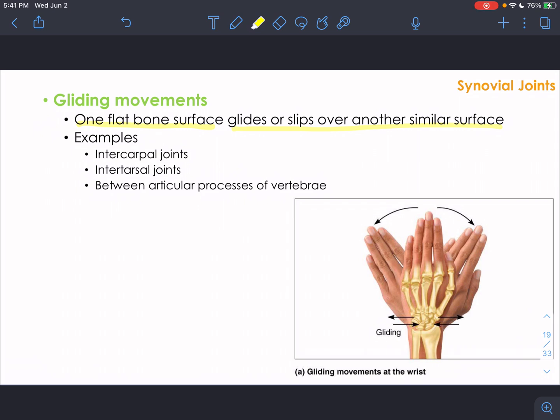This happens in your intercarpal joints. The carpals are the little bones in your wrists. Intertarsal joints, which are the bones of your feet or ankle. And then also gliding movements happen between the articular processes of the vertebrae. So you just have a little bit of gliding over each other, not really much movement at all.